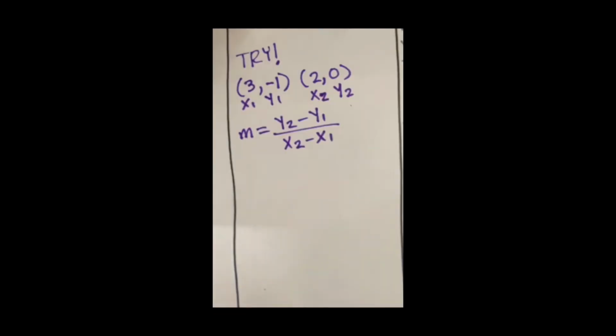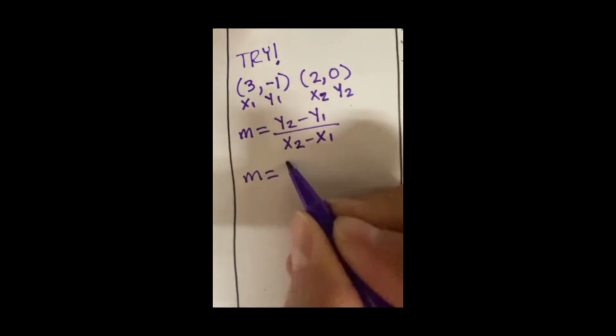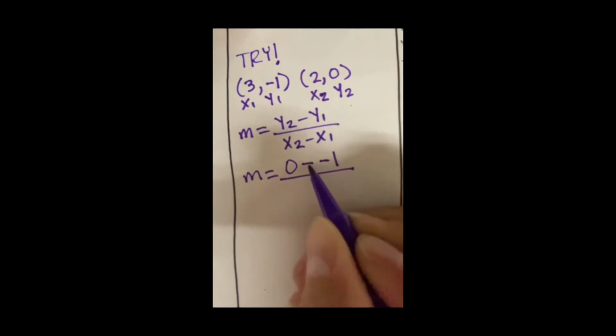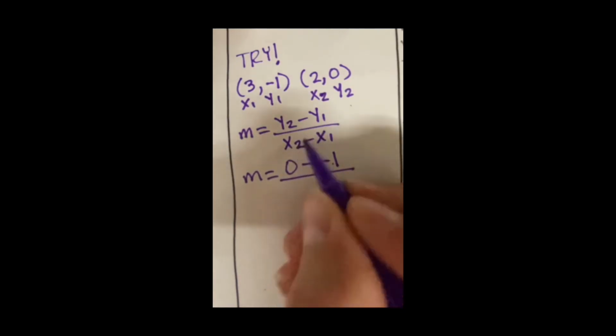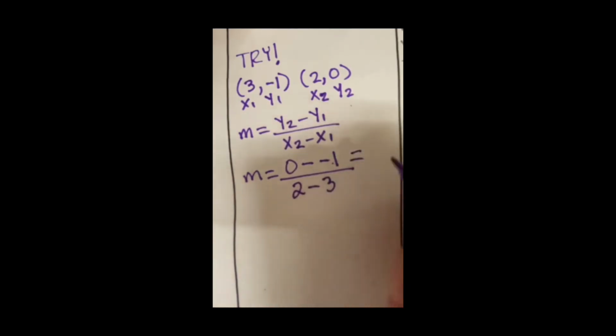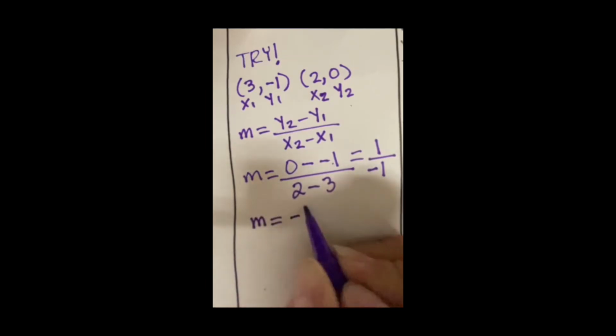So here's your try problem. Let's go over it. So m equals y2 is 0 minus y1. Be careful with double negatives. You have the minus and the -1. Then on the bottom, you have x2, which is 2, minus x1, which is 3. Let's simplify. This turns into a positive, and the bottom is a -1. So your slope is -1.